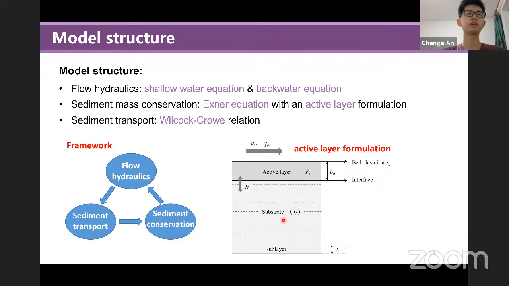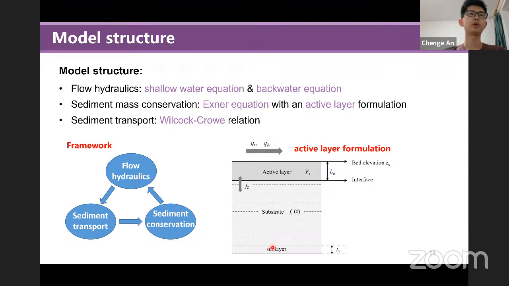For the sediment mass conservation, we apply the Exner equation with an active layer formulation. In the active layer formulation, the riverbed is divided into an upper active layer and a lower substrate. The active layer is the part of the bed which can interact directly with the sediment load, and it can also exchange with the substrate during the river aggradation and degradation. We further divide the substrate into a number of sublayers to store the vertical stratigraphy of the substrate.